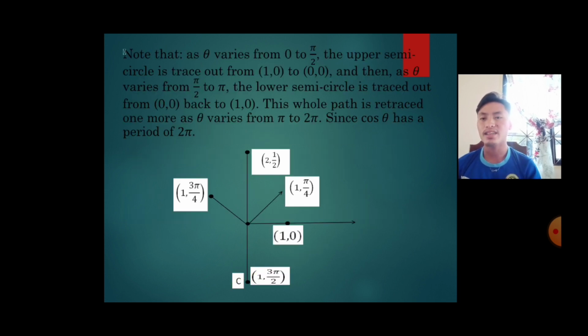Hence, the curve is the circle with center at (1/2, 0) and radius of 1/2. Note that as theta varies from 0 to pi over 2, the upper semicircle is traced out from (1, 0) to (0, 0). And then, as theta varies from pi over 2 to pi, the lower semicircle is traced out from (0, 0) back to (1, 0). This whole path is retraced once more as theta varies from pi to 2 pi since cos theta has period of 2 pi.